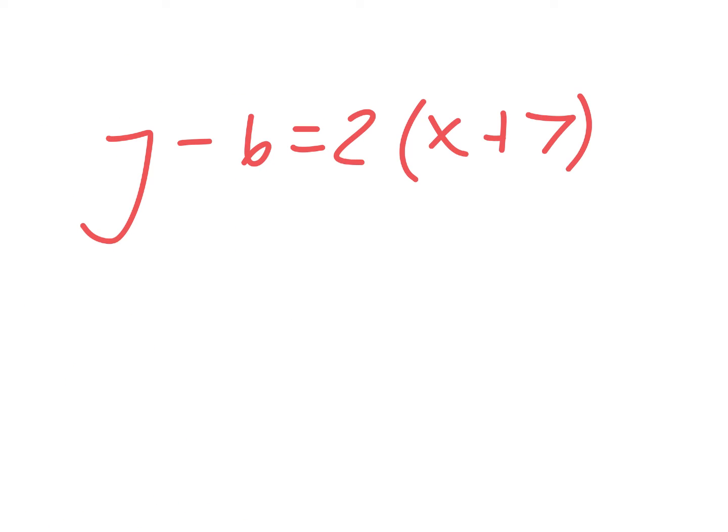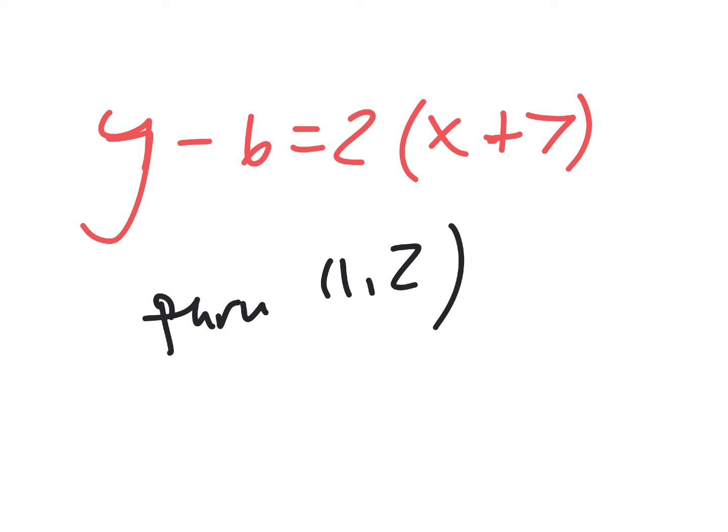Okay, so what if I give you an equation, y minus 6 equals 2 times x plus 7, and I say, I want you to write an equation for me that goes through 1 comma 2 and has a slope that's perpendicular.